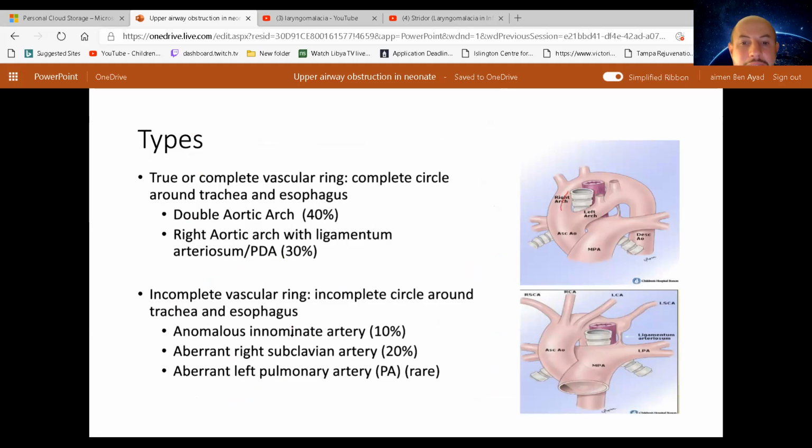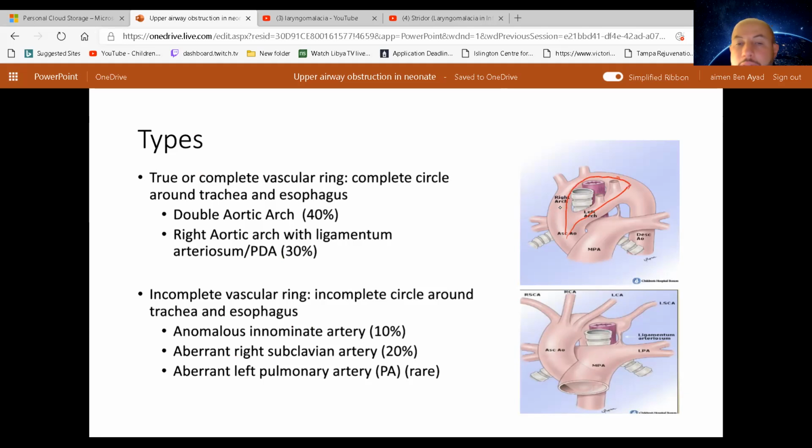It completely encircles the trachea and esophagus. If the aorta completely surrounds the trachea and esophagus, that's called a complete aortic arch. By far the most common cause, 40 to 45%, is the double aortic arch. You can see both the right and left arch remain.